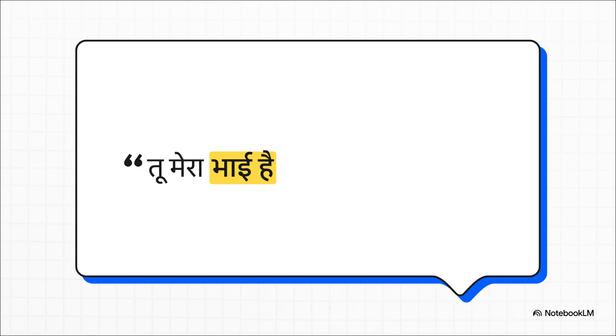Let's look at an example so you can see what I mean. Tu mera bhai hai. Here, you're using the very informal tu for someone you're super close with, like a brother, so the sentence has to end with hai. See? The pronoun and the verb, a perfect match. Now watch what happens if we switch to the more standard informal tum. The sentence becomes tum mera bhai ho. The meaning is exactly the same, you are my brother. But that little shift in formality means the verb has to shift right along with it, from hai to ho.